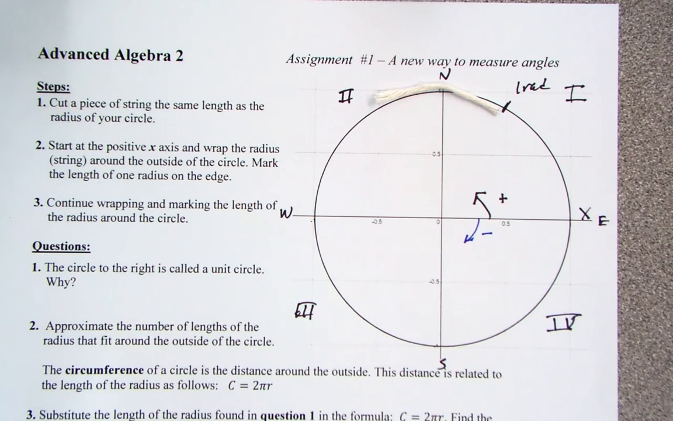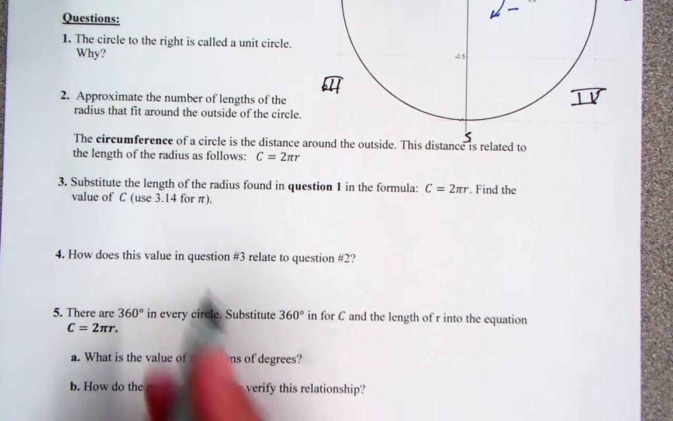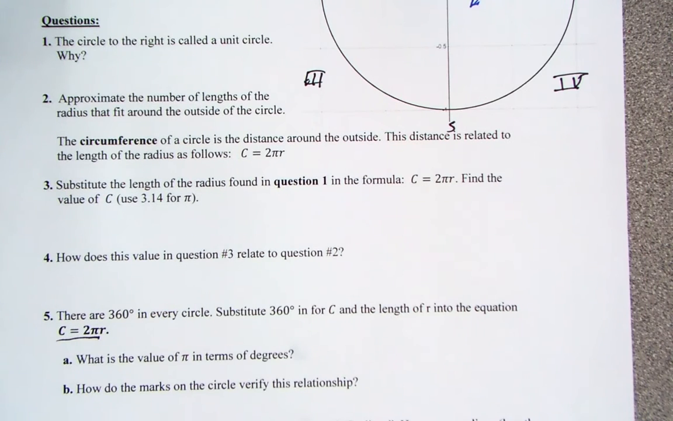A couple other things about a circle, since we're measuring circleometry. A couple things you need to know. This is a formula called circumference. Circumference is the distance around. We know the distance around a circle in degrees is 360. Your task is to find the distance around in radians.